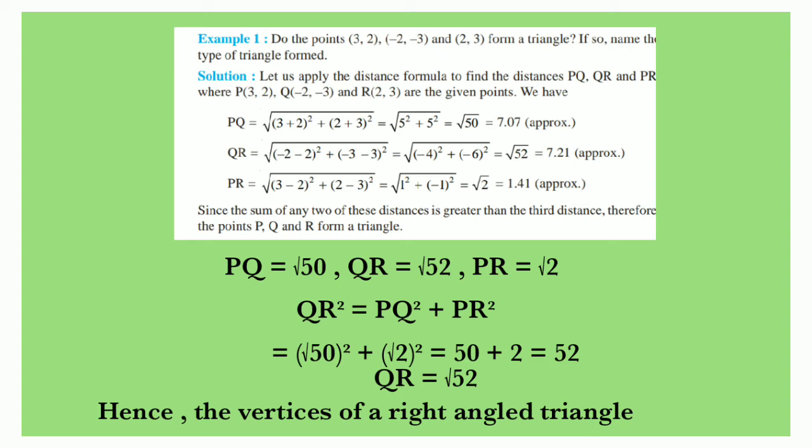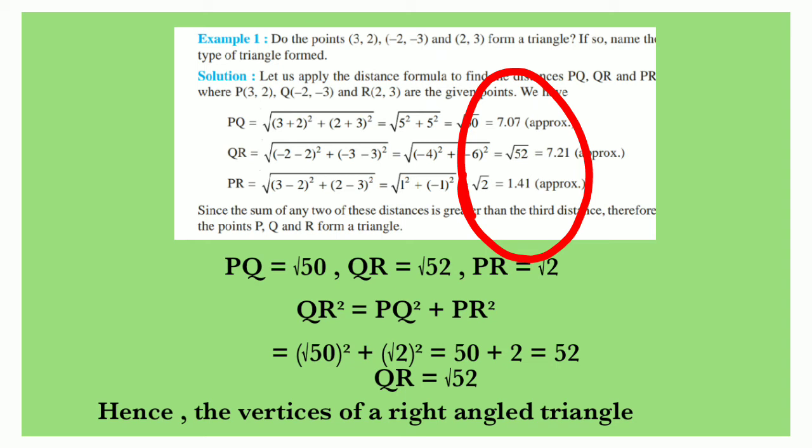Already you learned one result in the earlier classes. Which is the result? The sum of any two sides of a triangle is greater than the third side. So you can construct a triangle. The same result you can apply in this problem, since the sum of any two of these distances is greater than the third side or third distance. Therefore, the points P, Q and R form a triangle. Take any two sides and add them. You will get the sum.